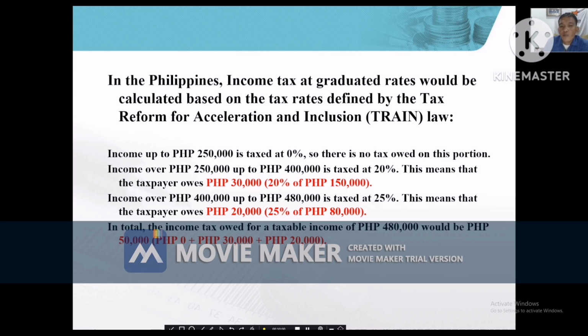So, magiging kabuuan na taxable income of 480,000 at graduated rate. Okay? So, ito yun kanina, yung 250,000 na walang tax is 0. Kasunod, yung 20% na 150,000 is 30,000. 25% na 80,000 is 20,000. Okay? So, pag sama-samahan, equal to 50,000 yung income tax at graduated rate na nandun sa ating illustration kanina. Okay?